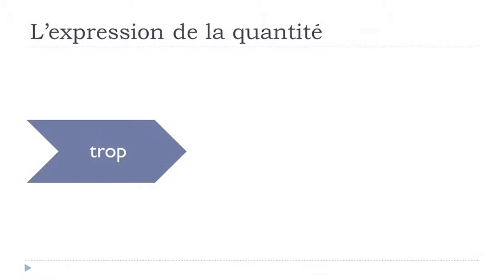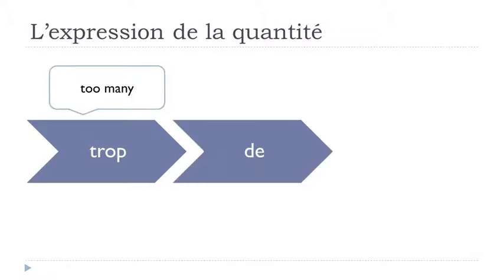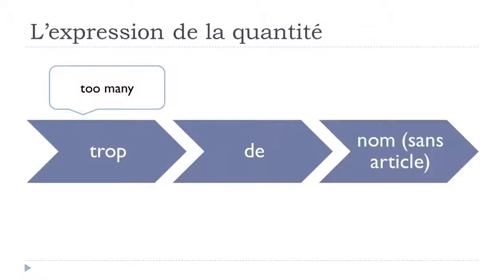If you want to use trop, and trop means too many, okay, then you will have to put de, and the noun without the article. Okay, remember, too many, trop, don't pronounce the final P. Trop, de, and the noun without the article.